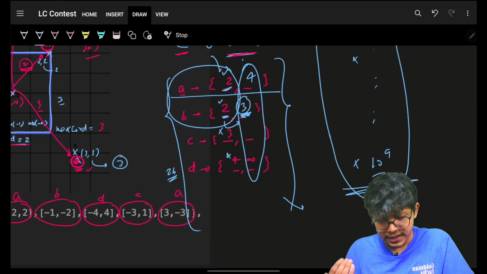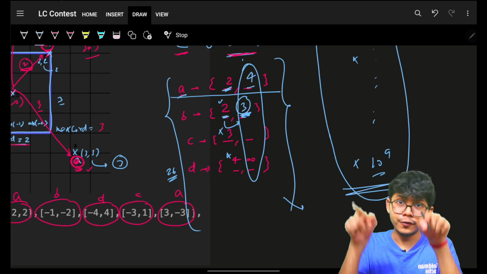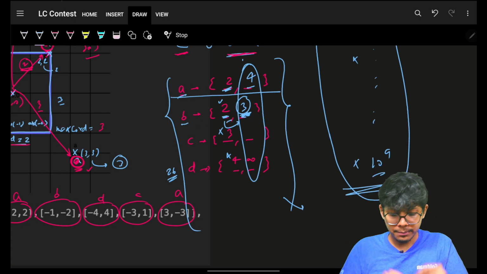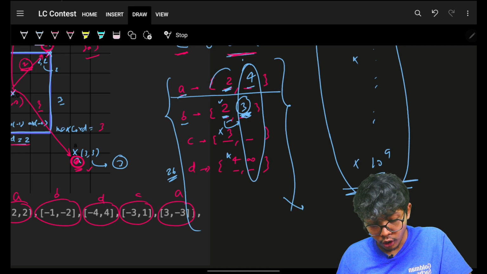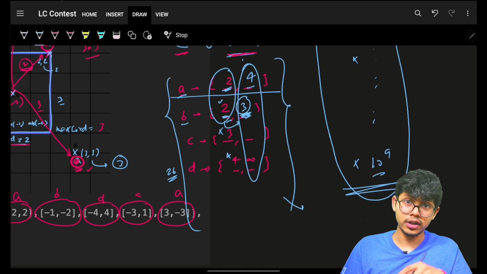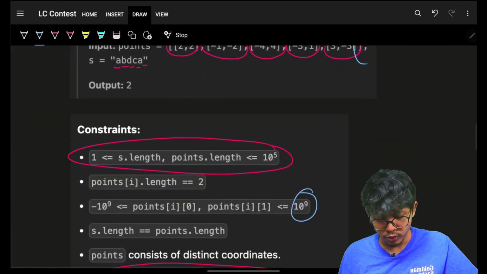As you can see, these represent: a is at a square 2, a is at a square 4, b is at a square 2, b is at a square 3. That's what it represents. So I will go on to all the squares which are less than my bottleneck, and that's going to be my number of squares. That's going to be my answer. Cool. Let's see the code.